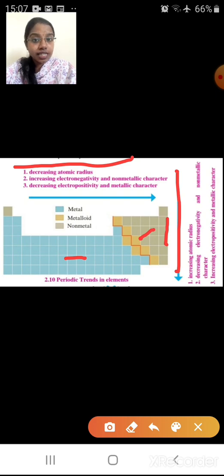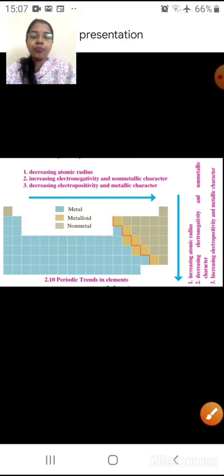Yes, it is given in your text. Please open it and see it properly. You can zoom it and see again, how it is given. It is easy to write the answer also if you remember this. Easily you can write about the metallic and non-metallic character.